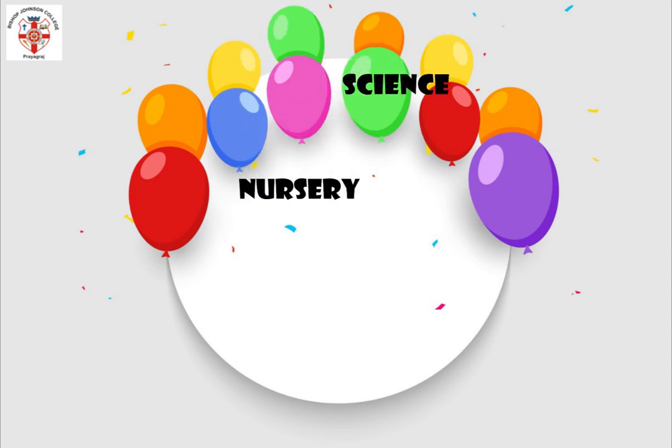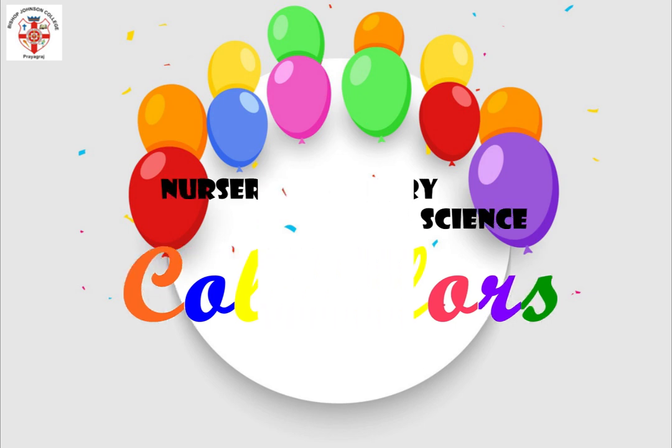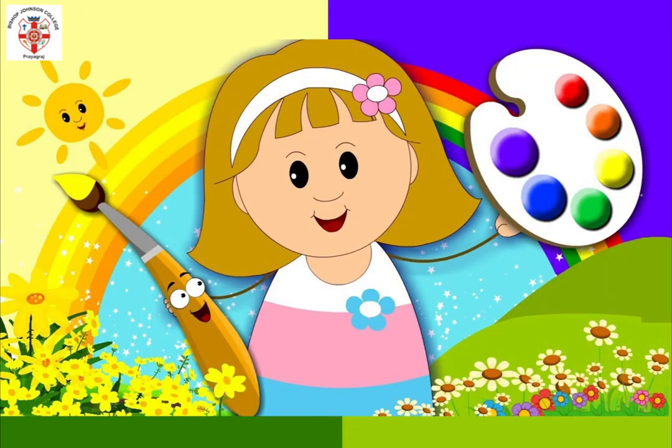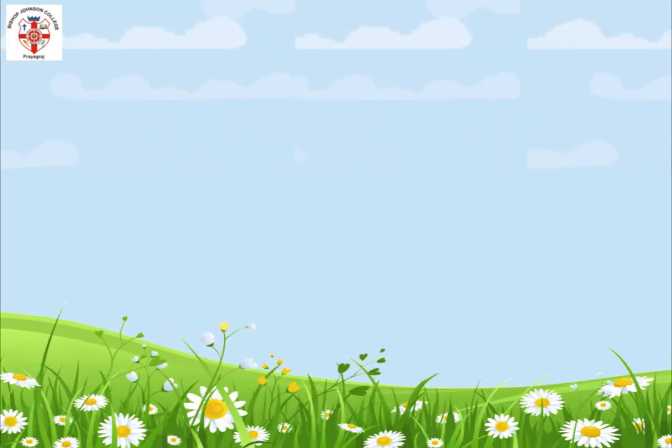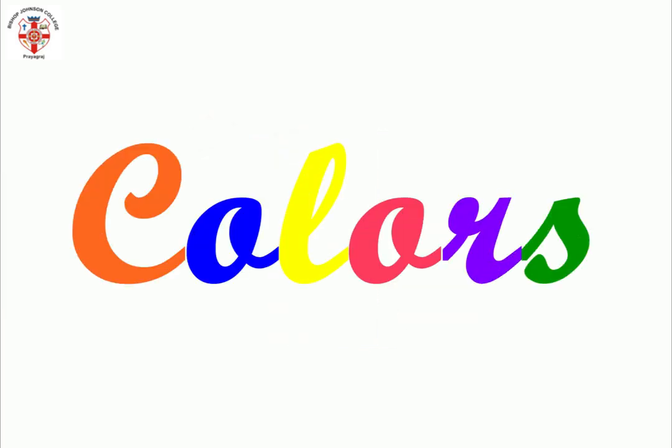Today, we are going to study the last topic of your midterm syllabus, that is, colors. All the things around us have a color. The sky is blue. The grass is green. Our hair is black. So come on, let's learn about colors.